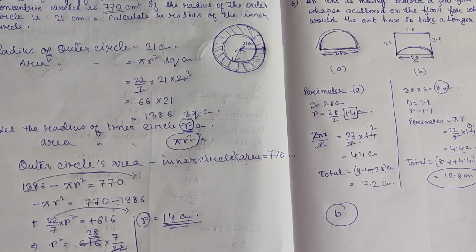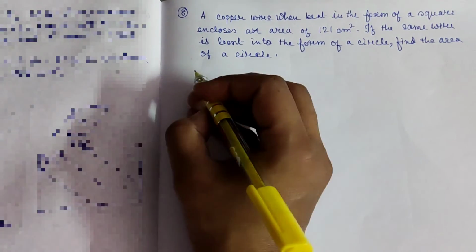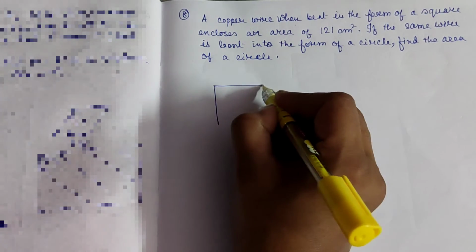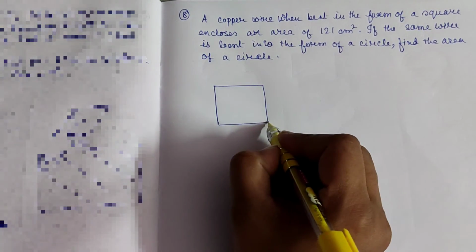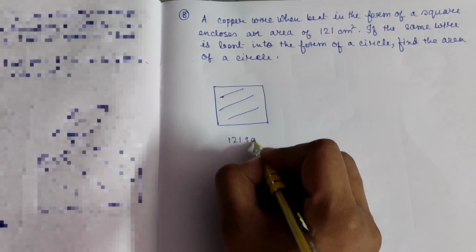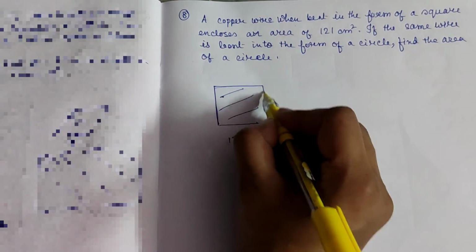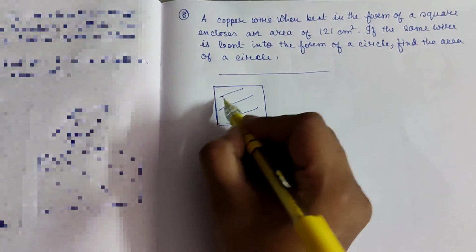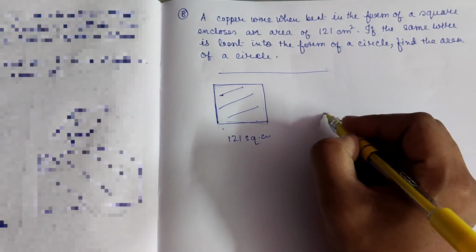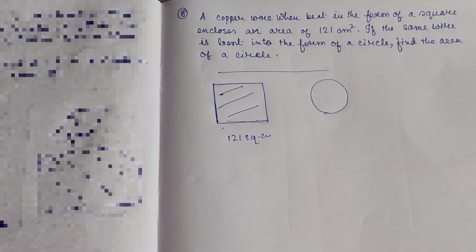Number 7 is also done. Number 8: a copper wire when bent in the form of a square encloses an area of 121 square centimeter. So the total area of the square is given 121 square centimeter. Suppose this is a big wire which is bent to form a square. Now the same wire is used to make a circle. We have to find out the area of the circle.